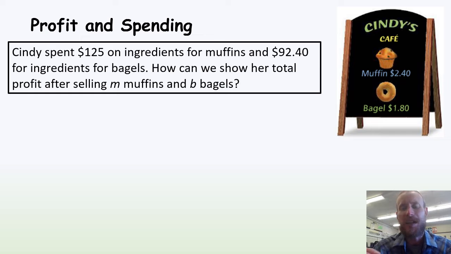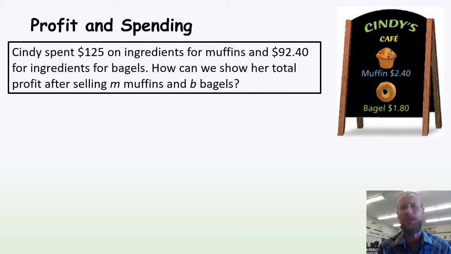So here's an example of slightly different profit and spending. When someone has a business, they need to spend money so that they can make investments or buy materials or pay people wages, and then they're going to get money from selling their product or selling a service. So here we have Cindy. She's spending $125 on ingredients for muffins. She's going to make some muffins. She's spending $92.40 for ingredients for bagels. Then she'll sell them and make some money.